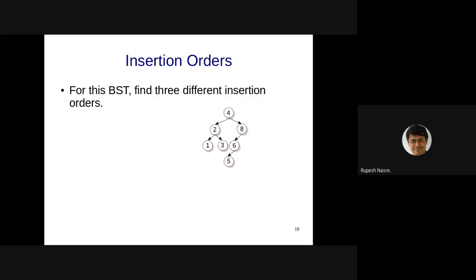All right, so okay, that's the classwork. We'll come to the insertion code, but find 3 different insertion orders such that you get exactly the same tree.